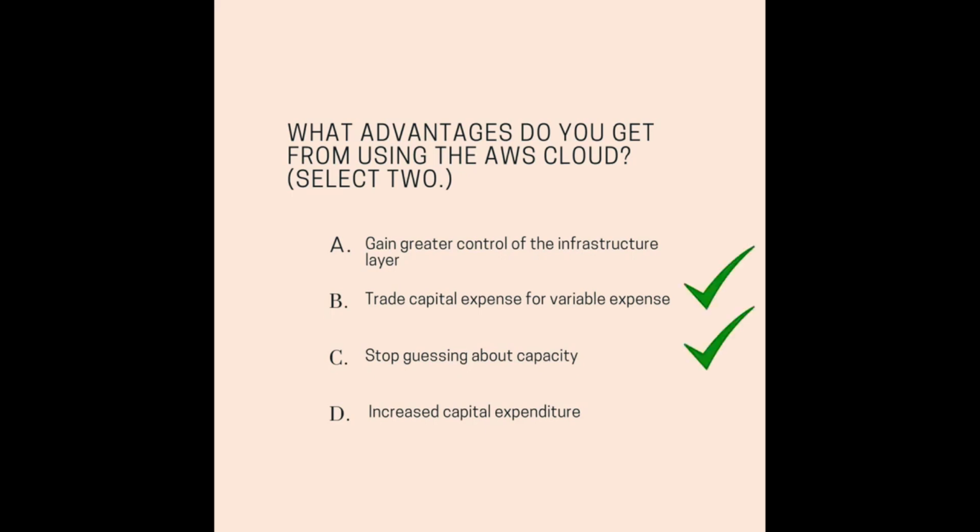Question 1. Answer is trade capital expense for variable expense and stop guessing about capacity. The 6 advantages of cloud are: 1. Trade capital expense for variable expense. 2. Benefit from massive economies of scale. 3. Stop guessing about capacity. 4. Increase speed and agility. 5. Stop spending money running and maintaining data centers. 6. Go global in minutes.